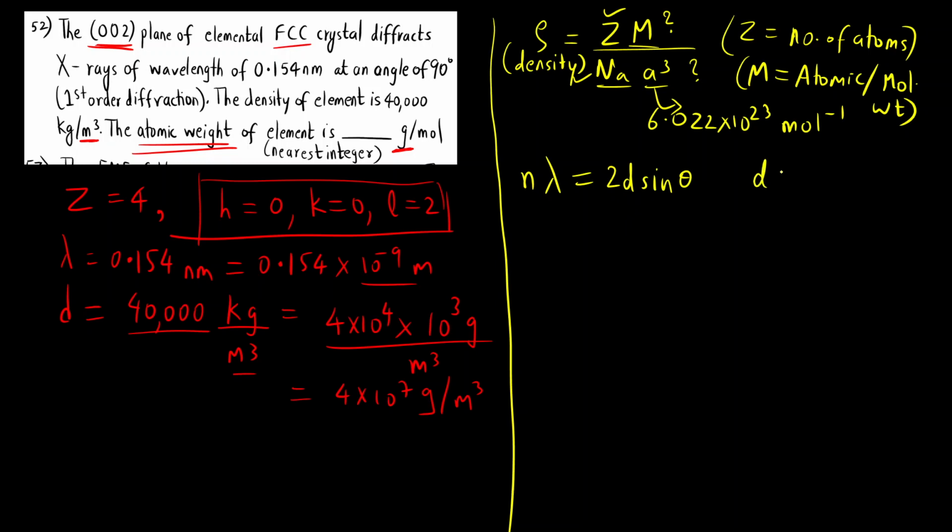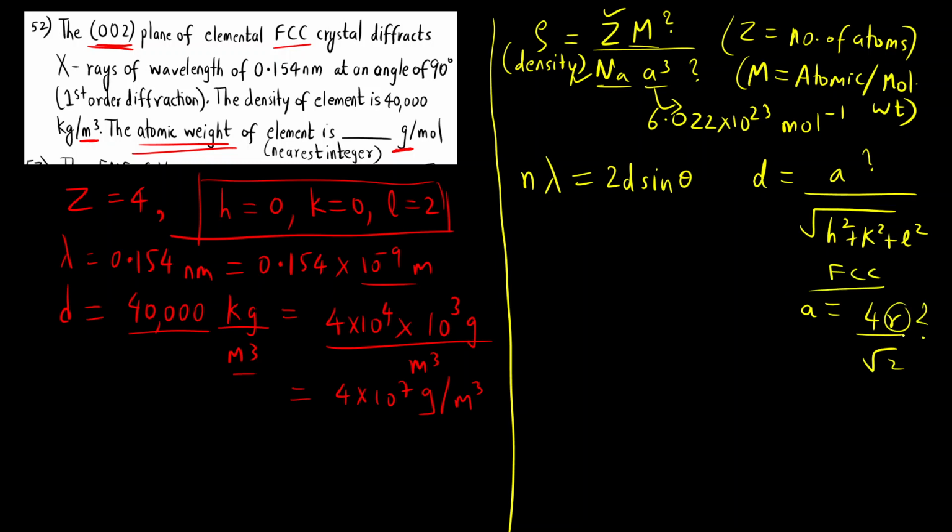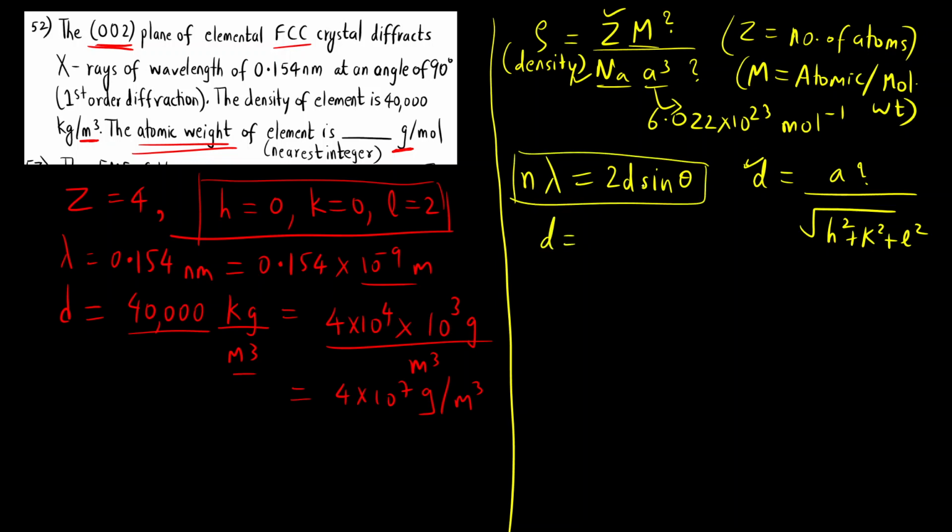Why are we finding out d? Formula of d is A divided by root of h square plus k square plus l square. Now you might say, for A, why we cannot use this formula, A is equal to 4r by root 2? This is for an FCC crystal. Radius is not given, so that is why we cannot use this formula. So for finding out the value of A, we want d. From where we will get d? From this Bragg's equation. d will be n lambda divided by 2 sine theta.